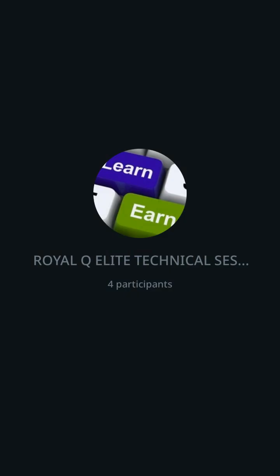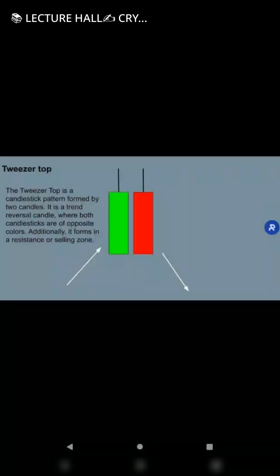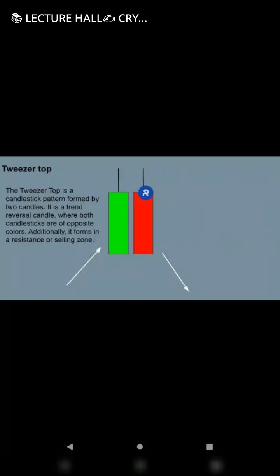So the tweezer, we have one called the tweezer. We have the tweezer top and the tweezer bottom. They are also good candlestick patterns when they are located on the resistance zones and the support zones of the trend. They are very powerful on higher time frames. When you see it on the weekly time frame, the daily time frame, the 4 hour time frame, it is very powerful to spot them. When you spot them, you have a high chance of having a good trade entry.